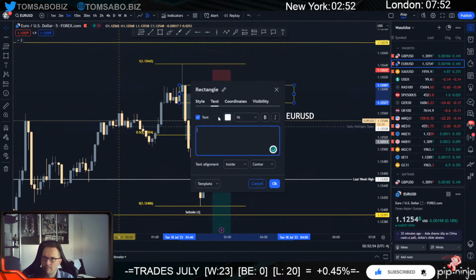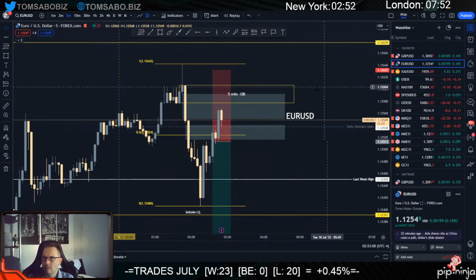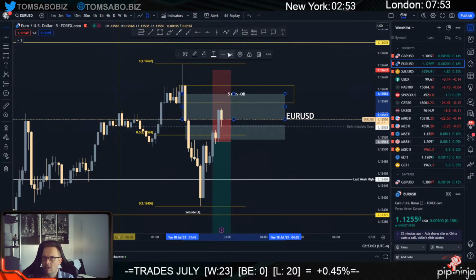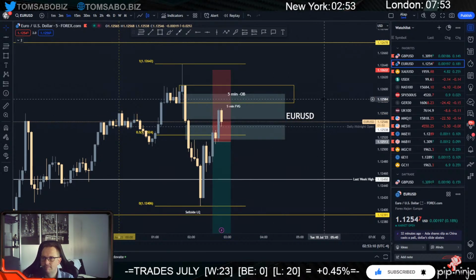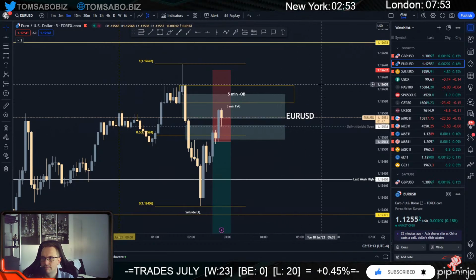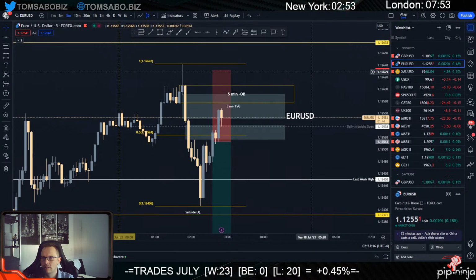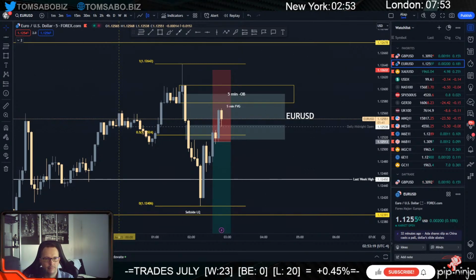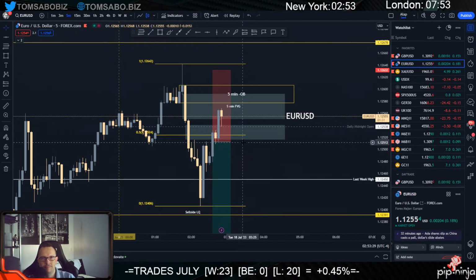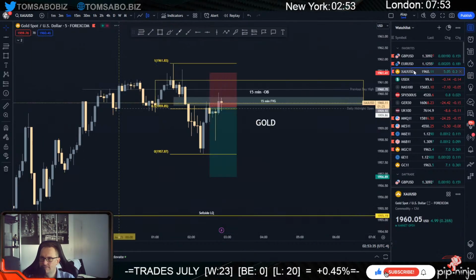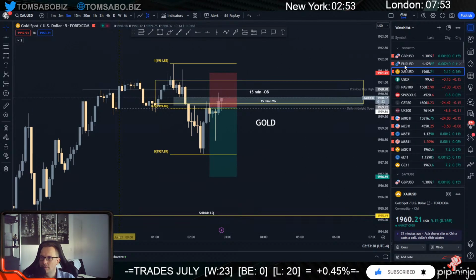Let me just type it here. Five-minute bearish order block and 5-minute fair value gap. It's holding, but you know, maybe not for long.